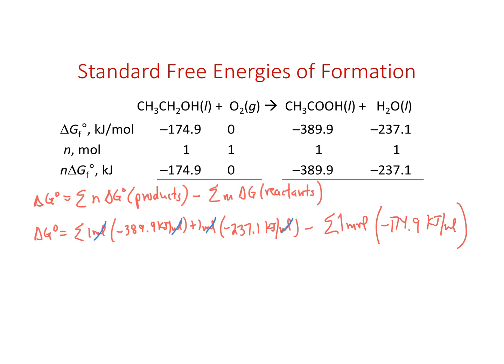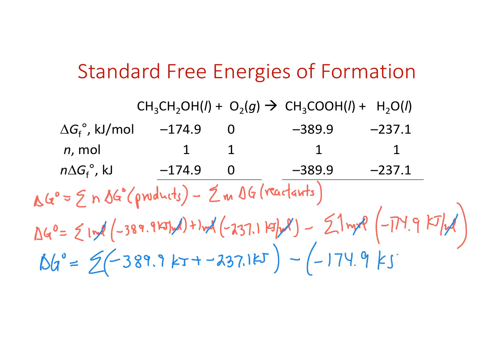So I'm going to multiply through by moles, right? Moles cancel out, and that's good because I'm looking for units of energy in kilojoules. So I multiply everything, and the moles cancel. Now I'm left with the summation of negative 389.9 kilojoules plus the negative 237.1 kilojoules minus a negative 174.9 kilojoules. So I'll add these two together, and then I'm going to subtract the negative value, right, which is the same as adding 174.9 to that.